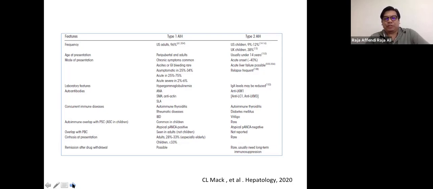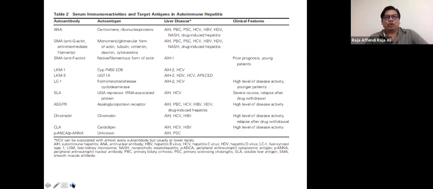And again, there could be coexistent autoimmune-related diseases, such as type 1 diabetes, vitiligo, rheumatoid disease, IBD, and so on. Remission after drug withdrawal is possible, but for type 2 is quite rare, and it usually needs long-term immunosuppressive therapy. Again, this slide shows the serum immunoreactivities and target antigens in AIH. You can see here that AIH presents with ANA and various forms of autoantibodies, which makes the diagnosis sometimes challenging.